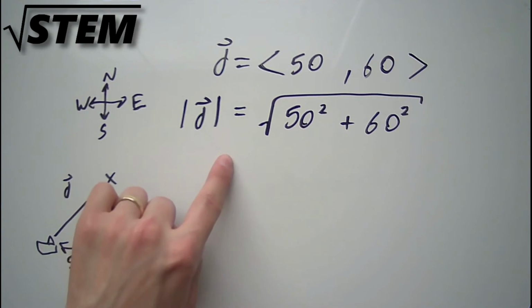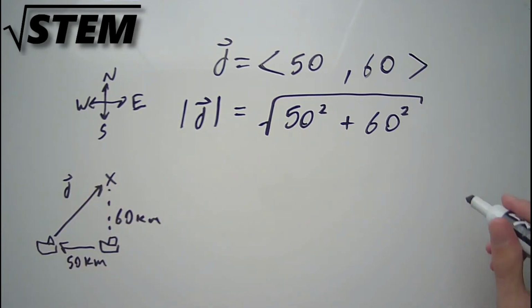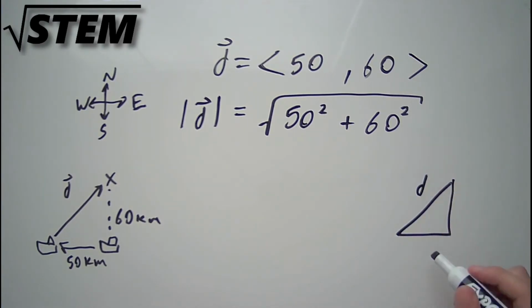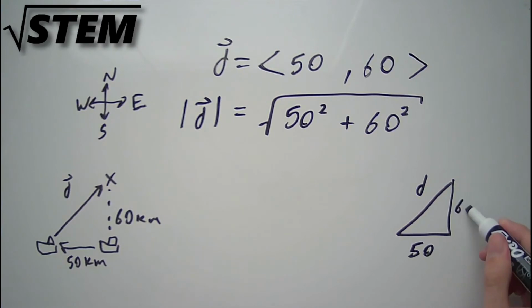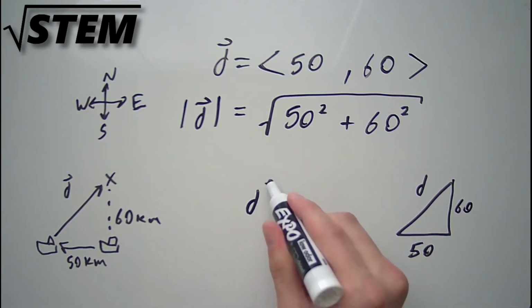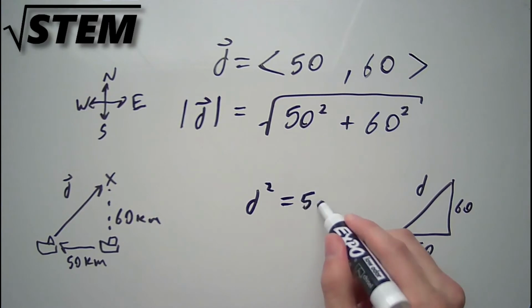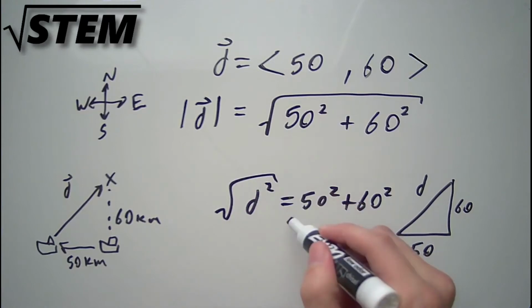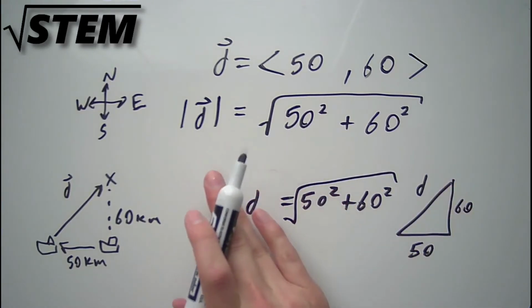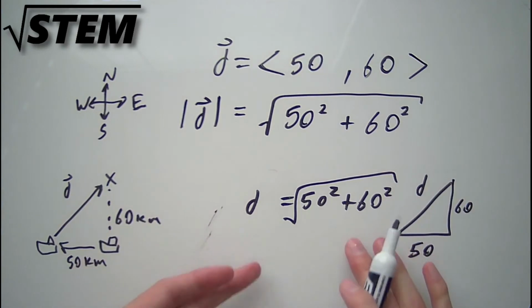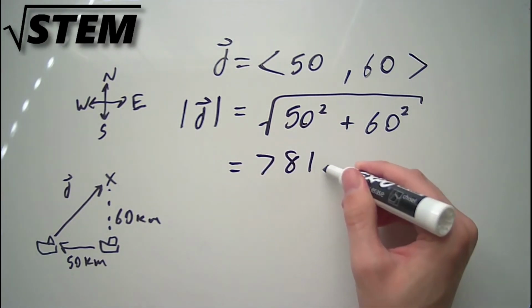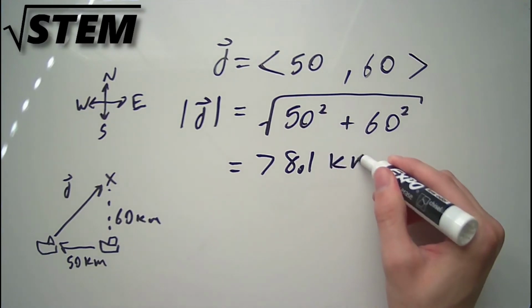Now you might notice this is kind of like the Pythagorean theorem because it's exactly that. If we made a triangle where this is D, this is 50, and this is 60, then the Pythagorean theorem would tell us D squared equals 50 squared plus 60 squared. If we just take the square root of both sides, that's exactly where this formula comes from. And if we calculate that out, we find that the distance we will have to travel is 78.1 kilometers.